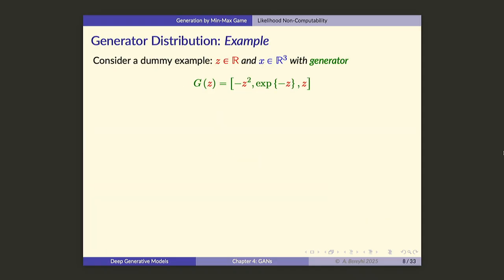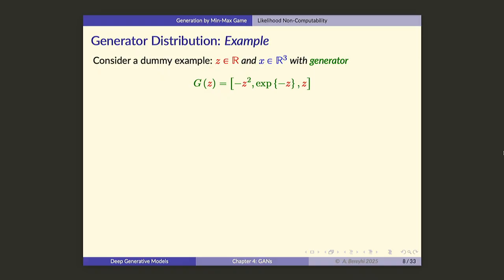So say my generator is this guy, okay? And here there is no weight involved, just a deterministic function g defined in terms of z. So it's going to get z, which is one-dimensional. It's going to map it into a three-dimensional x. And now the first entry in this g(z) is minus z squared. The second one is exponential of minus z. The last one is z itself, right? So you get z, you compute a three-dimensional vector, right? That's it. And now you're just sampling z from one distribution.